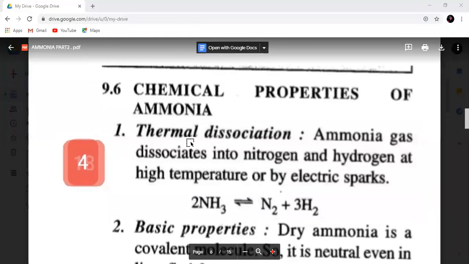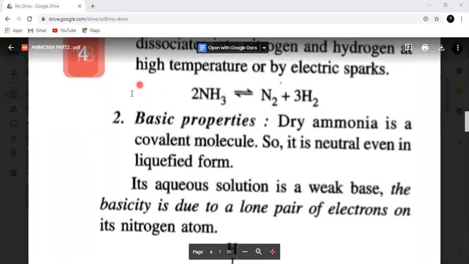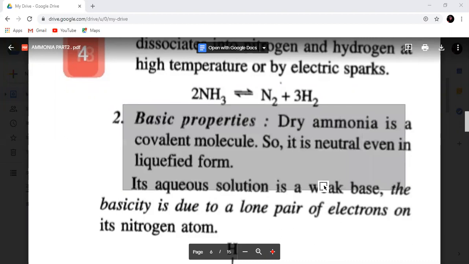Second property is the basic property or basic nature. As we studied earlier in the fountain experiment also, basic nature can only be studied when it is in an aqueous state or in aqueous solution.